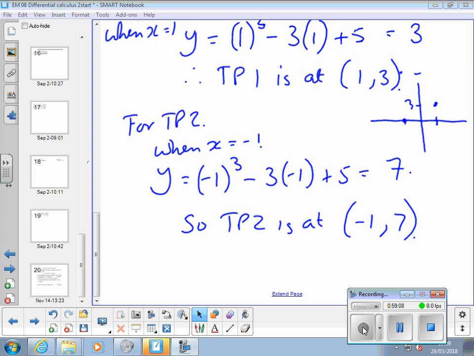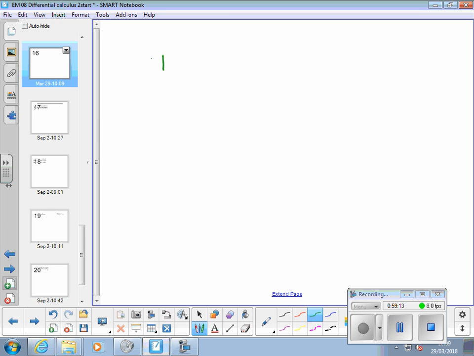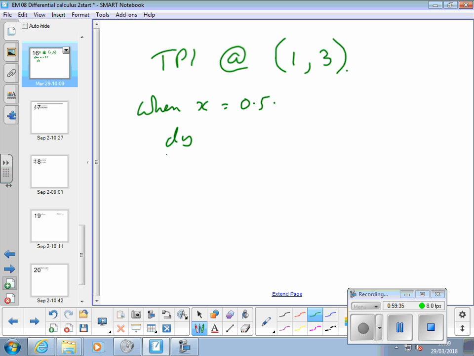I'm going to just go on a new slide, I think. TP1 at 1, 3. When x equals 0.5, dy by dx is equal to, what was the function for dy by dx? So we're talking about 3 times 0.5 squared. What we're doing now is looking slightly either side of that value, and seeing whether the value of the slope changes from positive to negative or negative to positive, remember. We're looking to find out whether it's a minimum or a maximum.